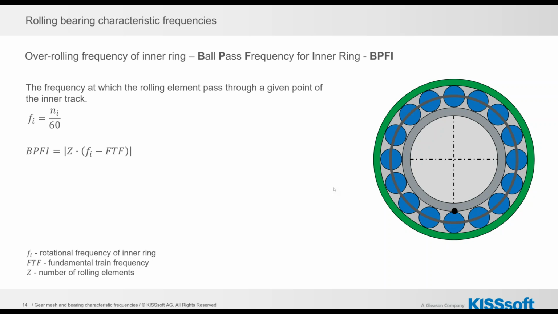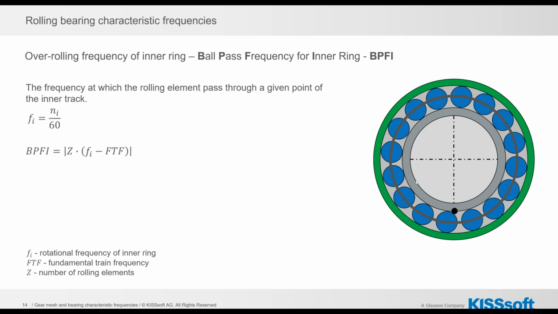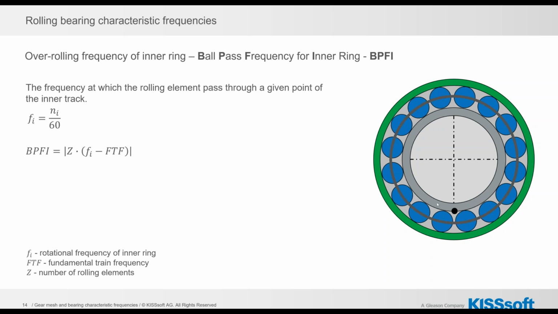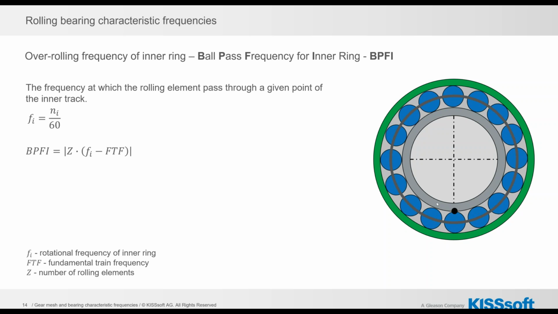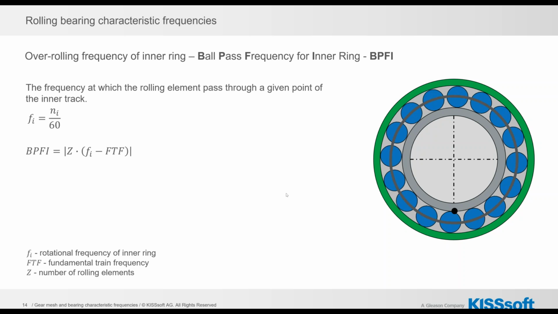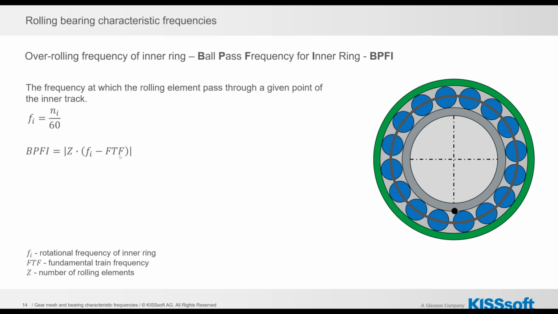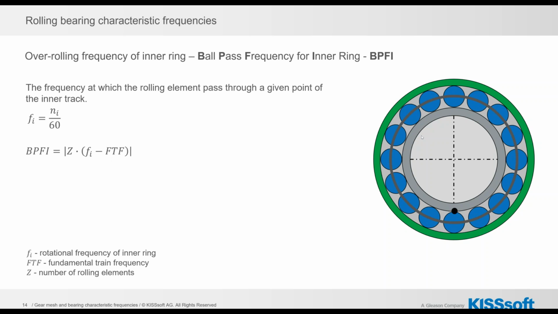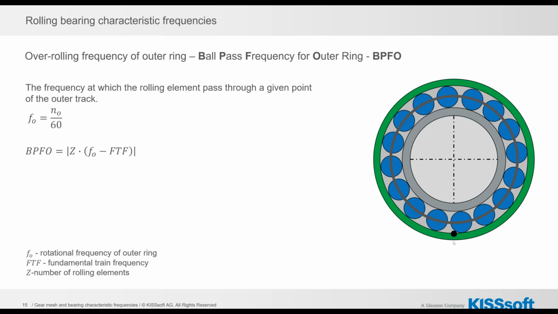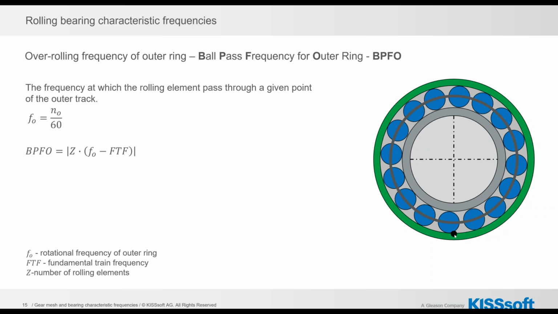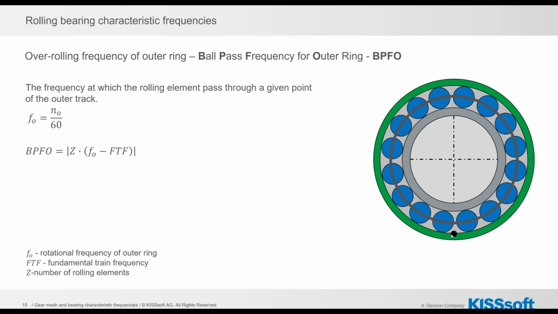The third one is the ball pass frequency of the inner ring. It is the frequency at which the rolling elements pass through a given point of the inner track. This occurrence is calculated by knowing the number of rolling elements in the bearing, the fundamental train frequency and the frequency of the inner ring. Similarly, the ball pass frequency for the outer ring can be calculated. Just here we need to take into consideration the rotational frequency of the outer ring, and we can see it's the occurrence of the rolling elements passing the point on our outer ring.